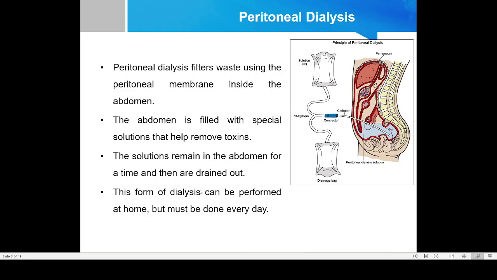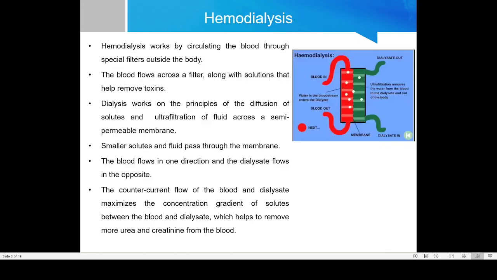The advantage is that it can be conducted at home, but the disadvantage is that it should be done every day. And this is known by the name peritoneal dialysis. That is a very simple method of removing waste material from your body. Then we have another method, a more complicated method known by the name hemodialysis.